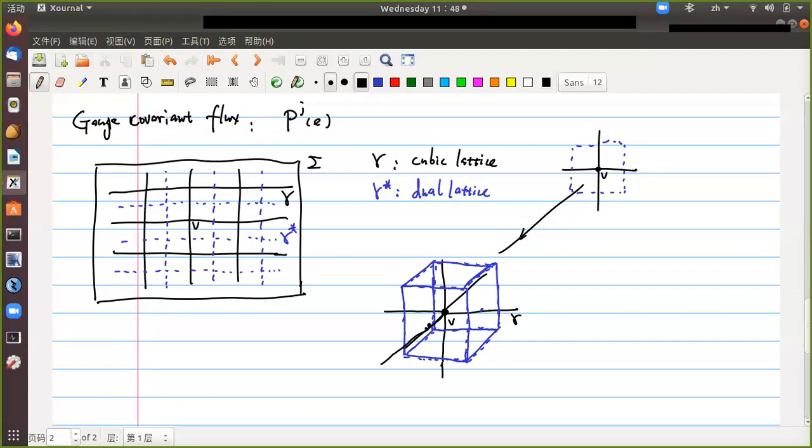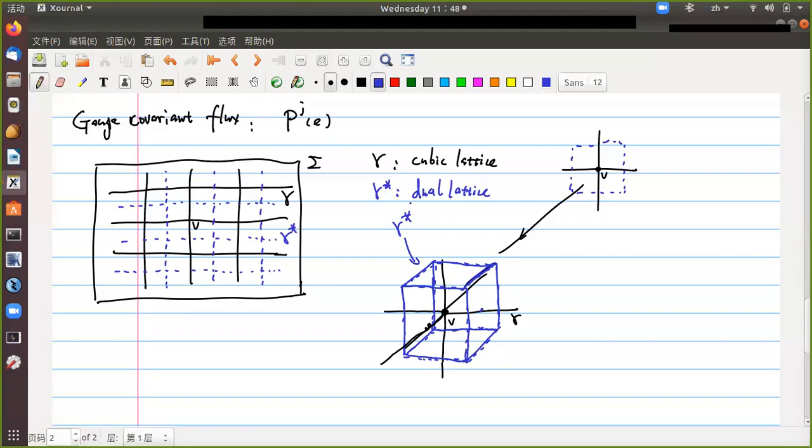Okay. And then those dual faces make intersections, right? And those intersections are edges of the dual lattice. So these build the gamma star, the dual lattice. Okay, so this is the so-called dual lattice.